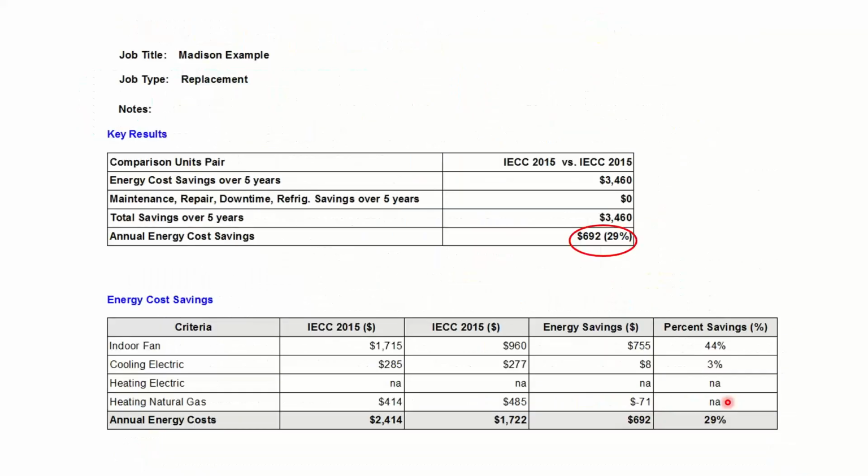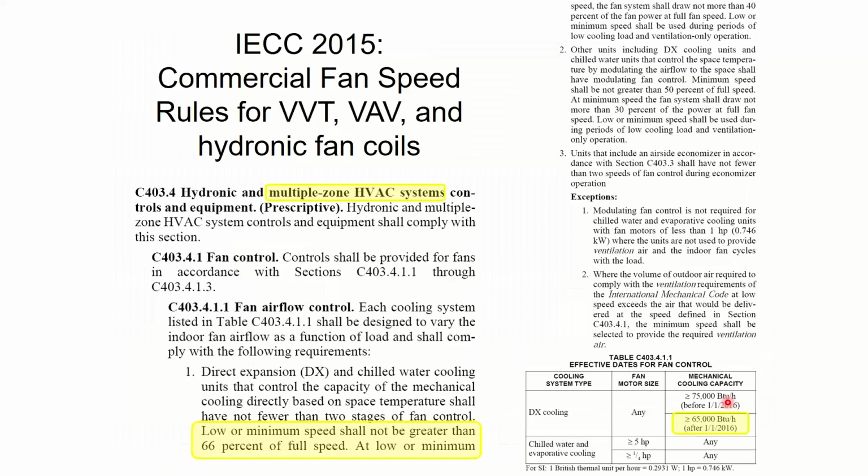I'm going to go back to the code slide because I know nobody loves code slides. Here's what happened. This code book, IECC, International Energy Conservation Code 2015, is actually a misprint. And if you talk to the guys at the International Code Council, they will tell you this. This section here, fan control and fan control airflow below it, 403.4.1, was supposed to be its own section. But instead, it accidentally got inserted underneath this heading for hydronic and multiple zone. So legally, it only applies to hydronic and multiple zone, and hence people didn't have to do it.